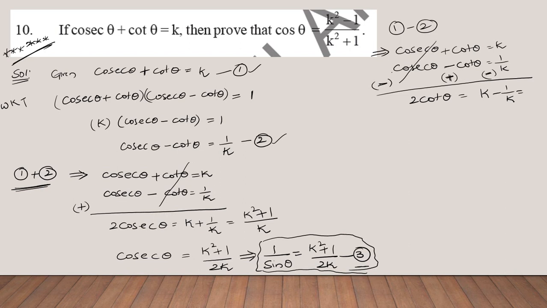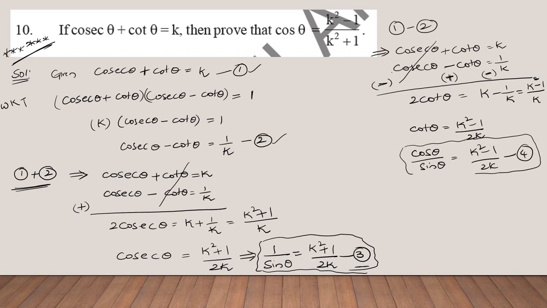So k minus 1 by k means the LCM is k again. So this I can write as k square minus 1 by k. Now from this, cot theta I can write as k square minus 1 by 2k. Okay, cot theta I can write as cos theta by sin theta, which is nothing but k square minus 1 by 2k. So let this be equation number 4. So we got equation number 3 and we got equation number 4.